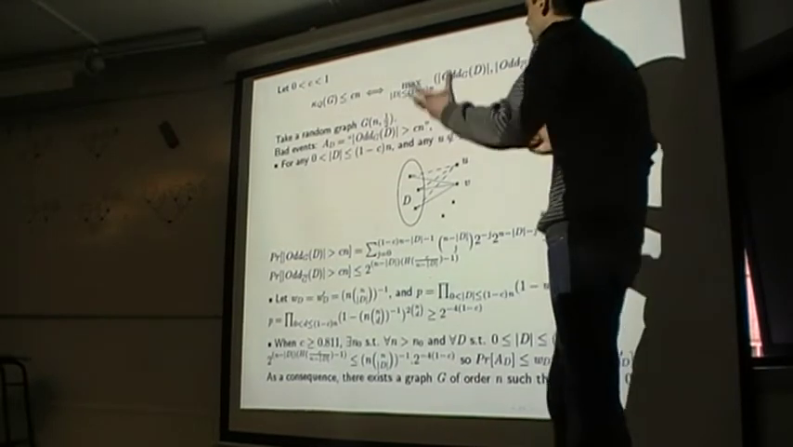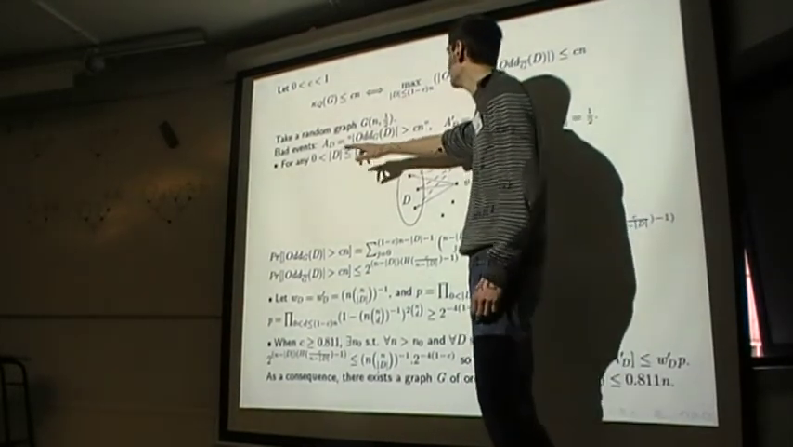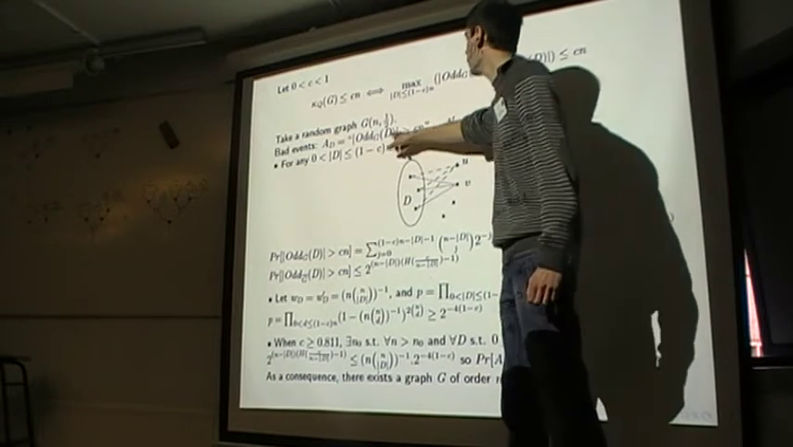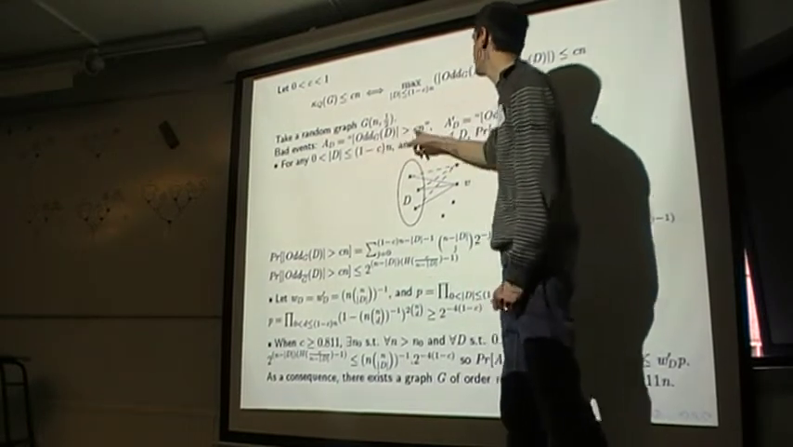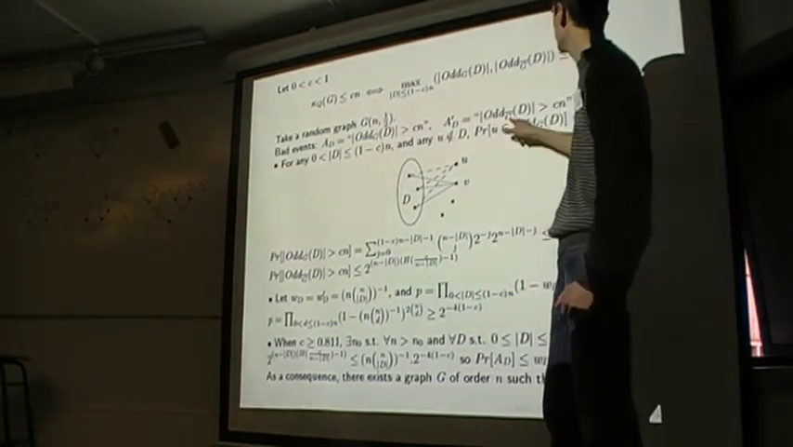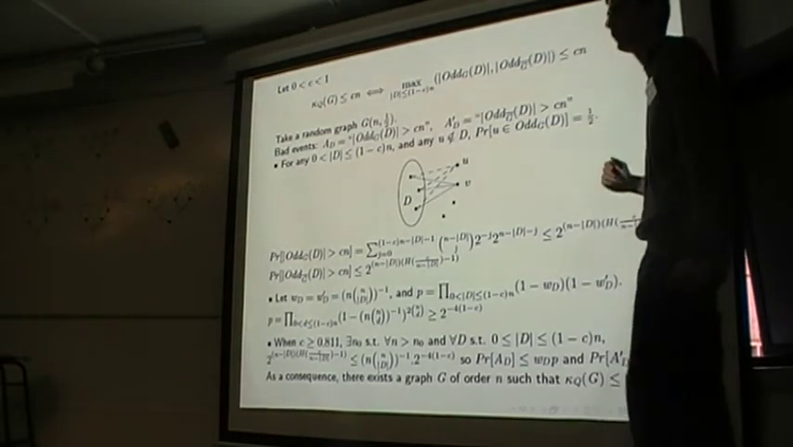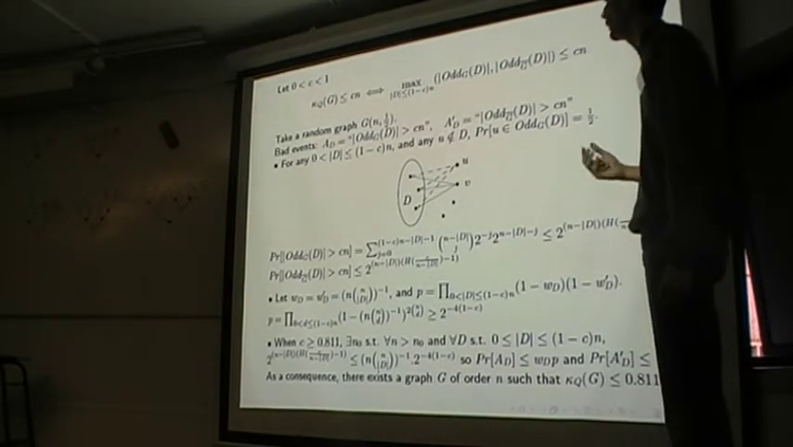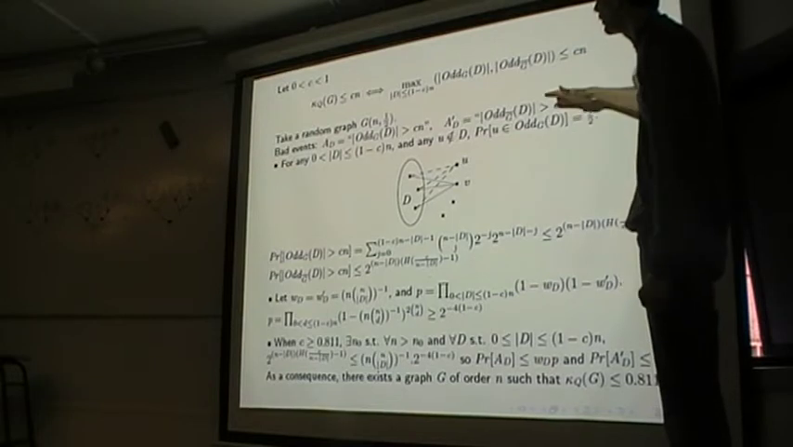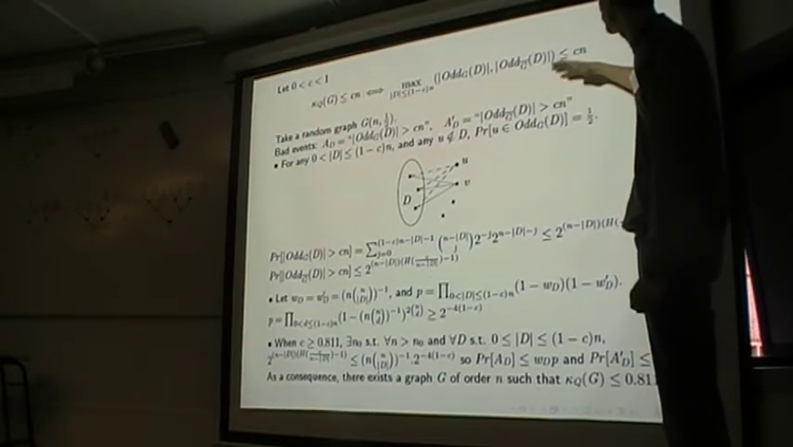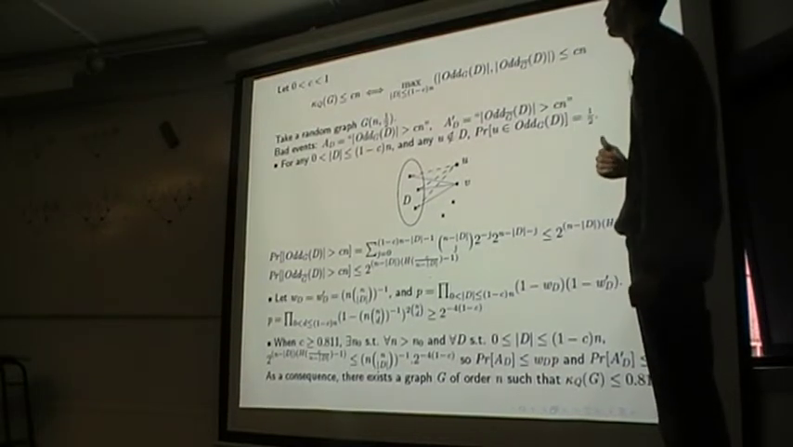So we take this random graph, and the bad events are that the odd neighborhood of D is larger than Cn, and the odd neighborhood of G bar is larger than Cn, for any set. So these are the bad events. We don't want them to occur.